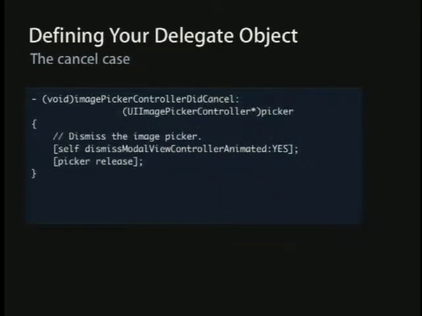All right, so the next one then is the cancel case, and this one is even easier, right? We just do that last part of dismissing the modal view controller and releasing the memory for the image picker controller because the user canceled. They didn't actually want to pick anything. There's no image. There's nothing to do. Just make sure that the UI goes away and that we clean up our memory.